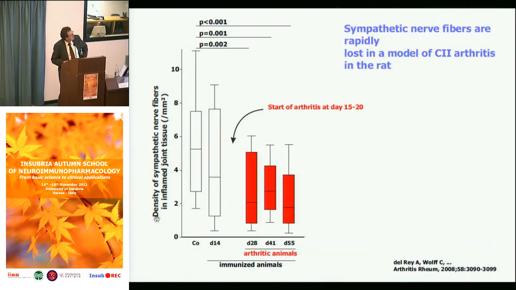And when you go into the joints of these rats over time, so the control, day 14, day 28, day 41, day 55, the disease starts at around day 15 to 20 or somewhere in between, then you see from the control level that very rapidly until day 28 and day 41, day 65, so no big difference here anymore, but in comparison to the control, a big jump in the density of sympathetic nerve fibers. So it's not only in the human joint, it's in the rat joint, it's in the rat intestinal tract, it's in endometriosis, for example, in the woman. It's in an inflammatory foot disease called Charcot disease. So we looked at several things. It's always the same. It's always a loss of sympathetic nerve fibers.